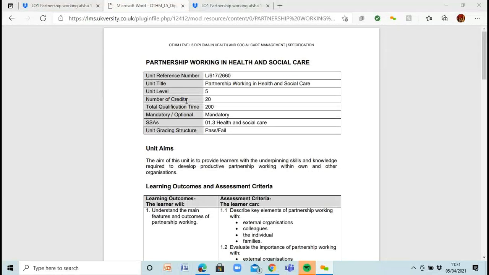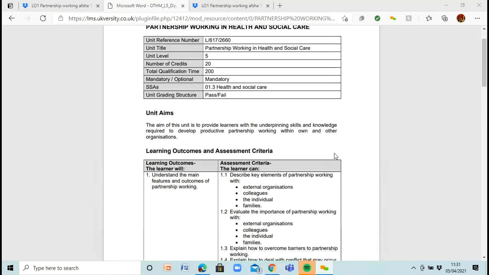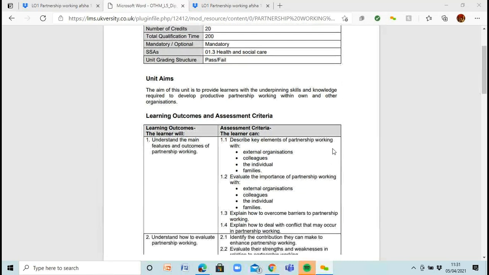So as I was saying, this unit, we're doing partnership working in health and social care. Now, it's worth 20 credits. It's a mandatory unit, and the aim of this unit is to provide the learners, or provide yourself, with the underpinning skills and knowledge required to develop productive partnership working with your own and other organizations.